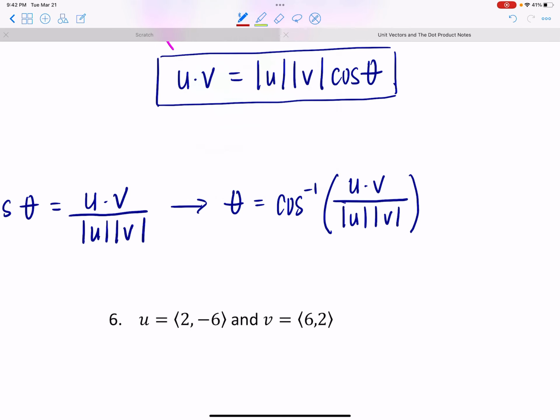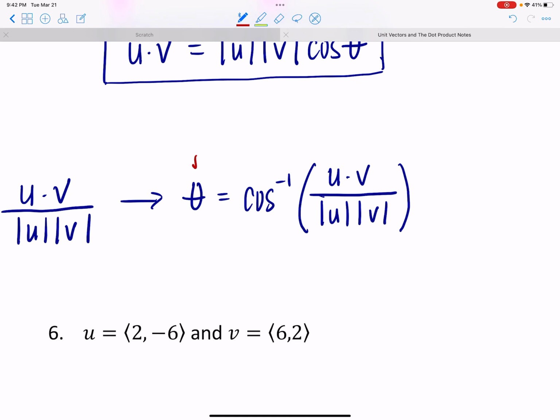So again, I'm going to put a lot of words in here, but this is the angle between vectors equal to the inverse cosine of this fraction. And in this fraction, I have in the numerator the dot product, and in the denominator the product of the magnitudes.